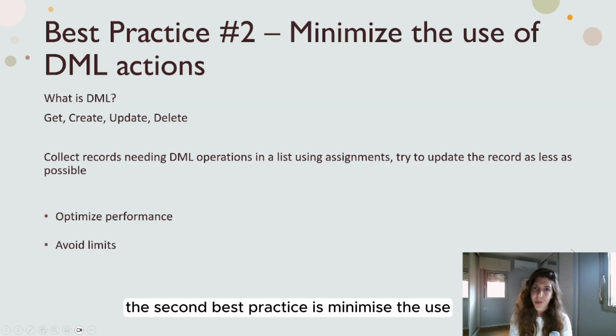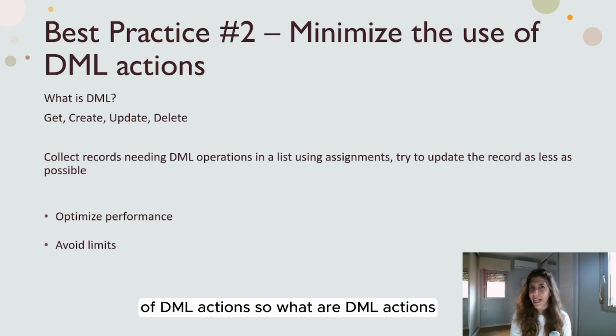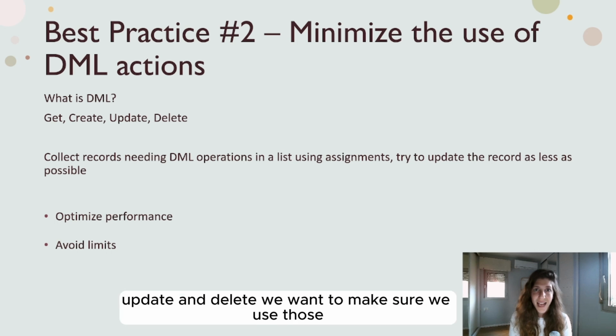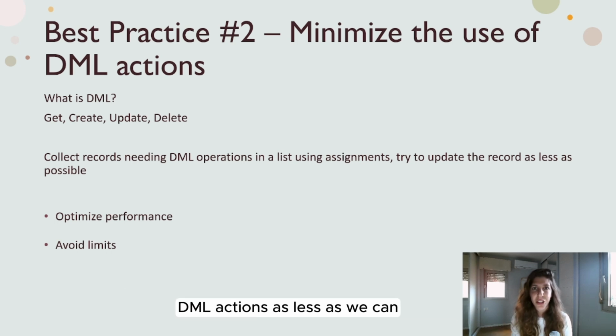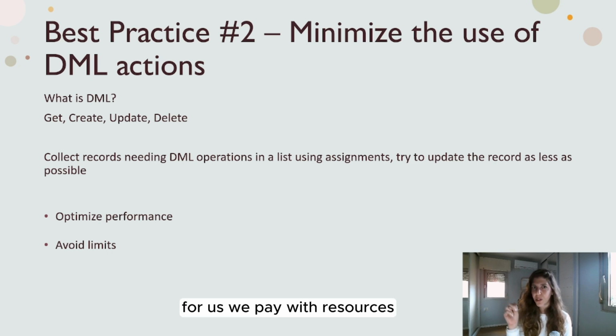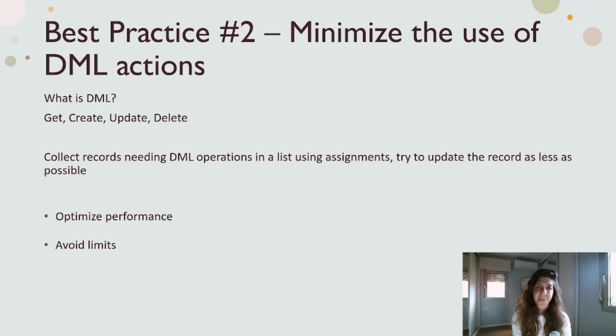The second best practice is minimize the use of DML actions. So what are DML actions? Get records, create records, update, and delete. We want to make sure we use those DML actions as little as we can. DML actions are interactions with a database. Every interaction we have with a database is expensive for us. We pay with resources whenever we interact with a database.